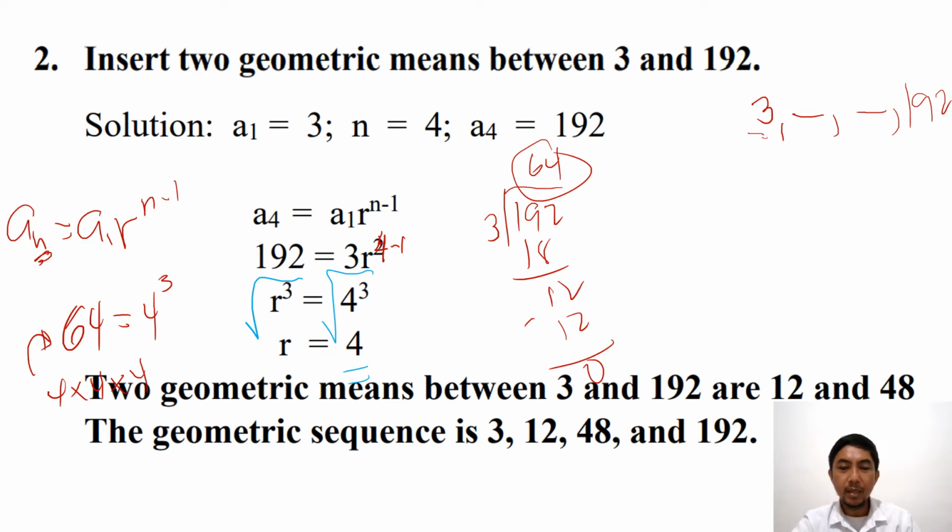That means the two geometric means between 3 and 192 are 12 and 48, because 3 times 4 is 12, 12 times 4 is 48, and of course 48 times 4 will give you 192. So the geometric sequence is 3, 12, 48, and 192, and the two geometric means inserted between 3 and 192 are 12 and 48.